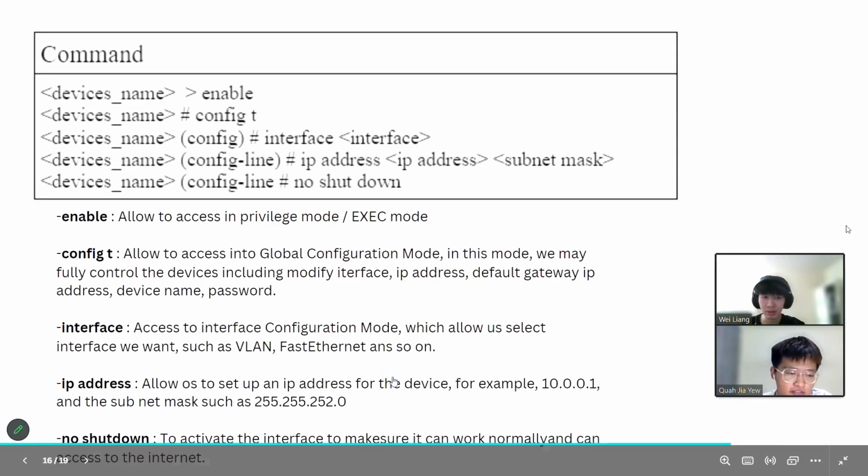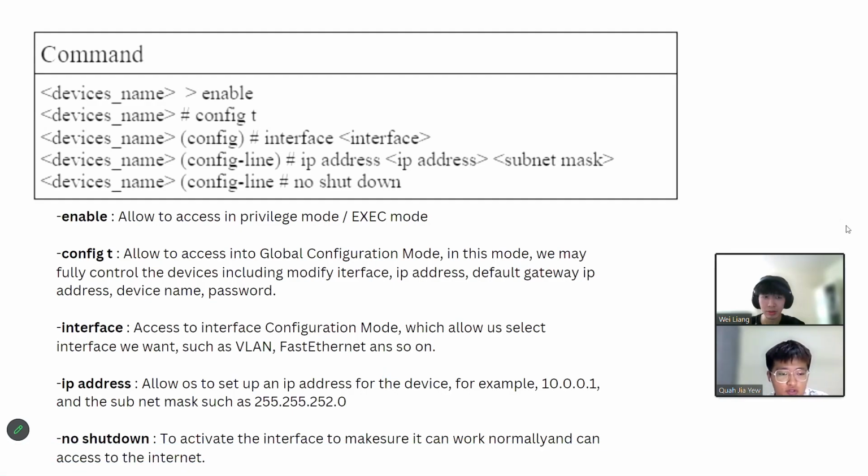After I set the IP address, I need to use the no shutdown command. It's used to activate the interface to make sure it can work normally and can access the internet. If I didn't use this command, the port that I connected between the switch and router will not be up. I also use the hostname command to set the hostname, and enable secret password to set the password for the enable command. And I also use the ping command in my PC to check whether it successfully pinged other department PCs.